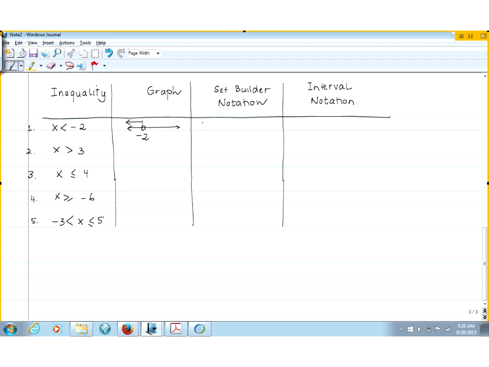Okay. So set builder notation, we're just using the set, the curly bracket, x such that x is less than -2. So I could stop here and put another set, or I could put x is an element of real number. Yeah. So it just says that x is less than -2 and x is an element of real number.